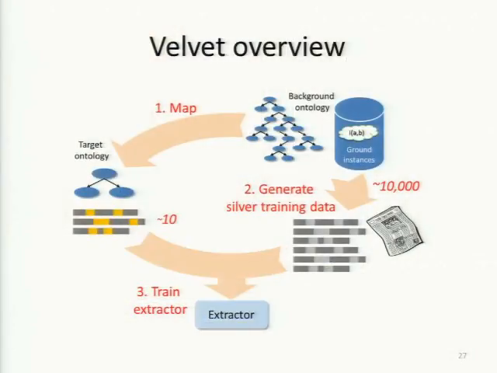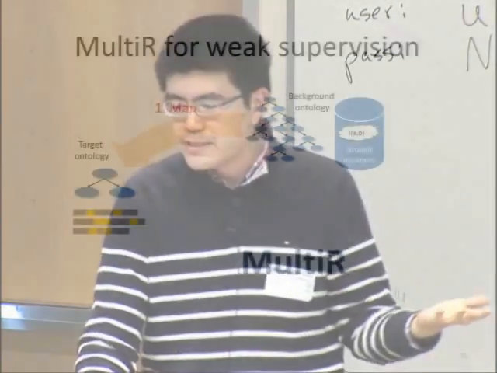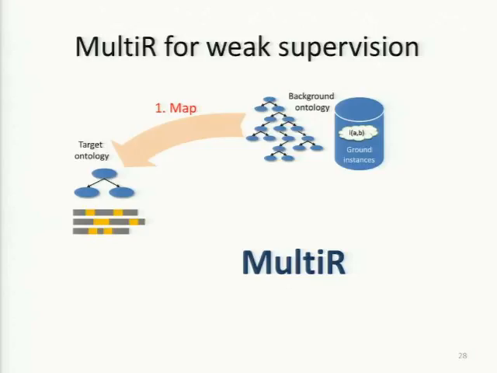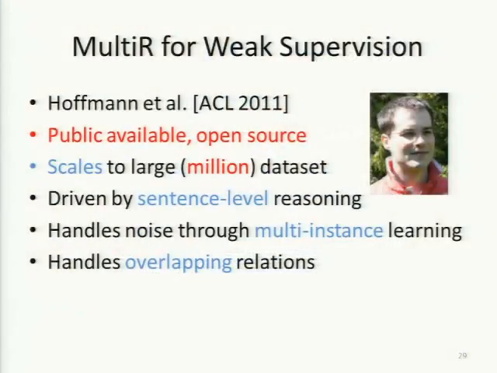Where we are now is that we have the ontological mapping and a lot of new training instances. What we need is a relation extractor, a weakly supervised method to do the relation extraction. We use MultiR in this project. It was developed by Raphael Hoffmann in our group. To the best of my knowledge, it might be the only off-the-shelf relation extractor you can find now, and it scales very well to datasets with millions of examples. So it's a useful tool.